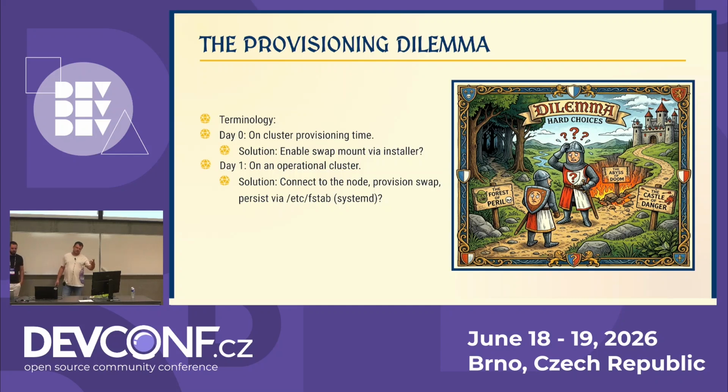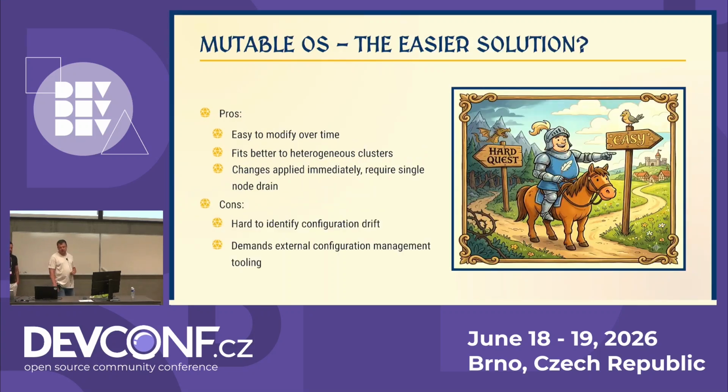So there is terminology like day 0 and day 1. Day 0 is installation, provision time, and day 1 is on a running cluster. And both of them are actually tricky, because nowadays I'm not familiar with an installer of Kubernetes that can allocate swap as part of the OS installation automation. And about day 1, it also can be tricky because Kubernetes can run almost on every distribution, and for the cloud there are two approaches: mutable OS or immutable. Mutable OS means that you can change the rootfs while your cluster is already running.